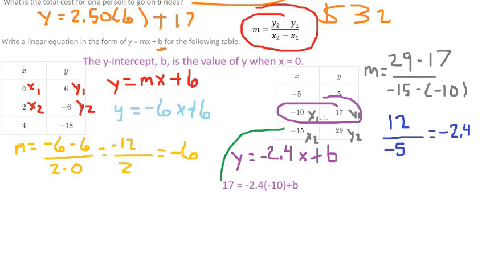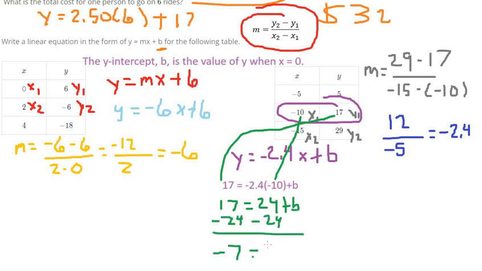So again, I put the 17 in for the y, and the x I put in negative 10. Negative 2.4 times negative 10 is a positive 24. So we have 17 equals 24 plus b. And then to get b by itself, I'm going to subtract 24 on both sides. That means that negative 7 is going to be our b value. And that means the final equation is going to be negative 2.4x, or we could write the fraction, that'd be totally acceptable as well, minus 7.